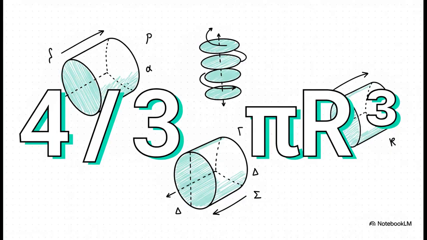And when all the calculus is said and done, there it is. 4/3 pi r cubed, the exact formula for the volume of a sphere. See, this isn't just some random formula that a mathematician made up one day. It is a direct, logical result of applying the slicing method. That's the real power of this technique.